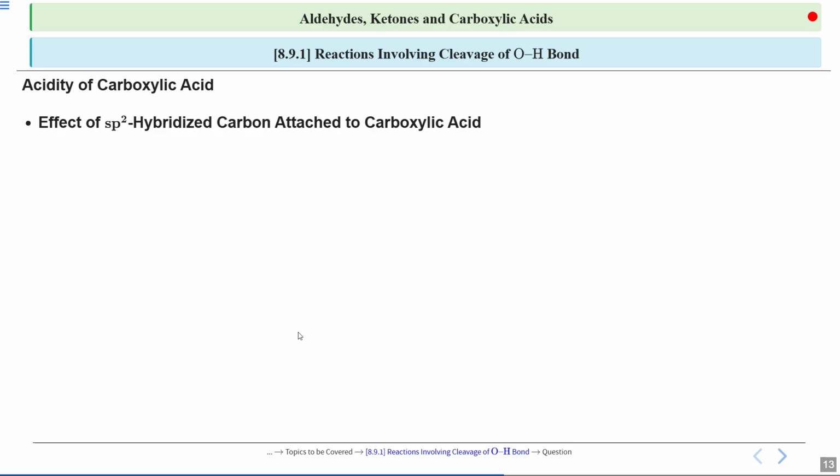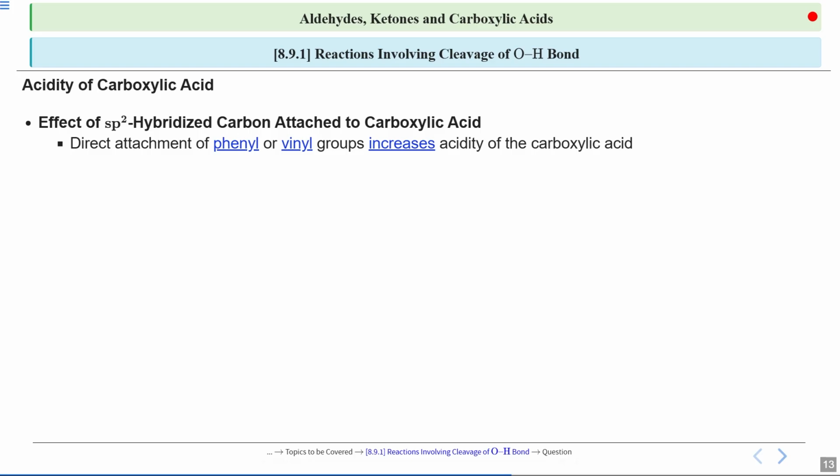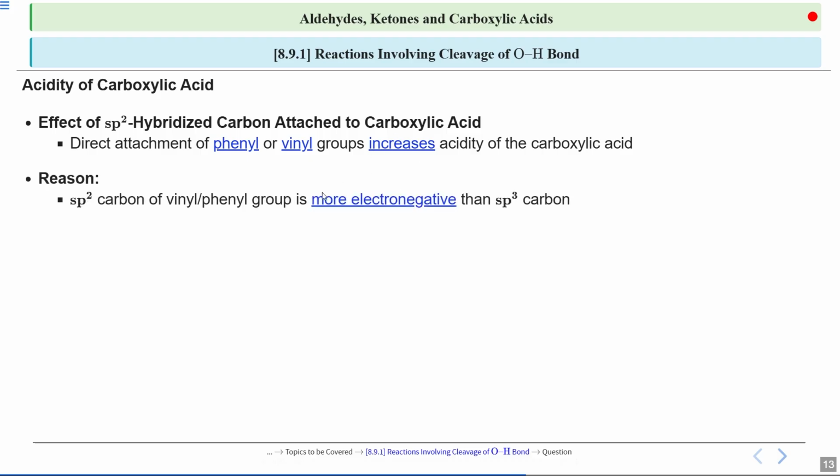Now we will see the effect of sp2 hybridized carbon attached to a carboxylic acid. Direct attachment of a phenyl or vinyl group increases the acidity of the carboxylic acid. The reason is that the sp2 carbon of a phenyl or vinyl group is more electronegative than an sp3 carbon. We know that sp2 carbon is more electronegative as compared to sp3 carbon.